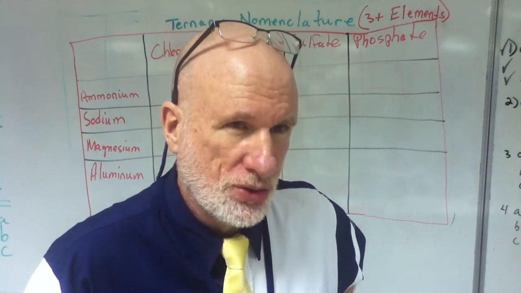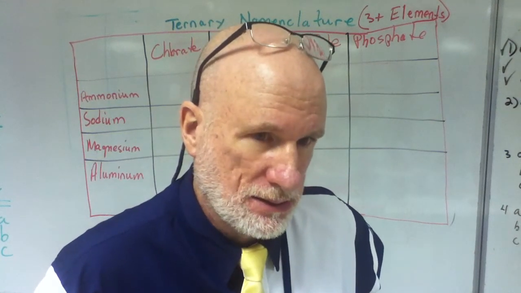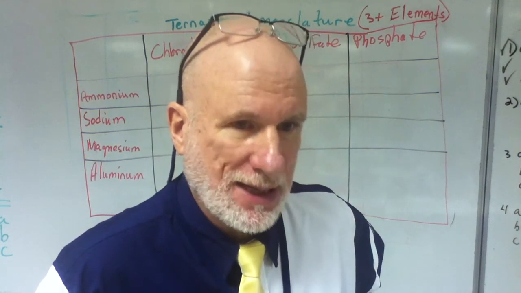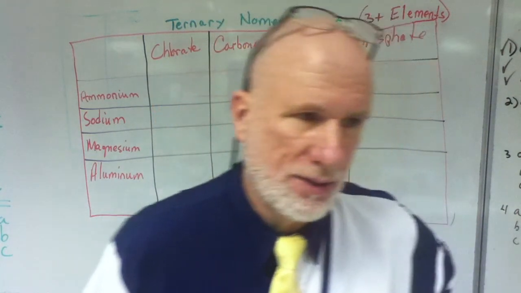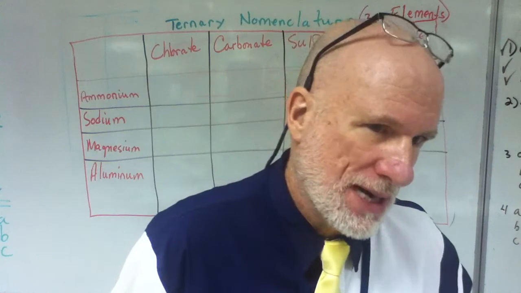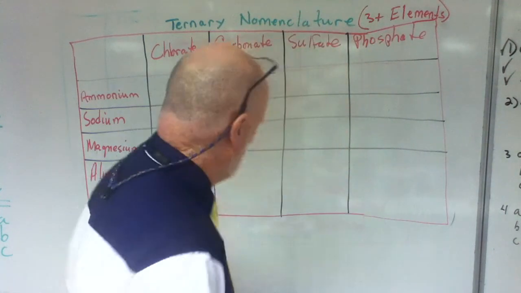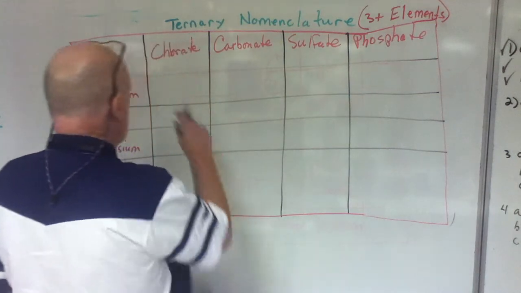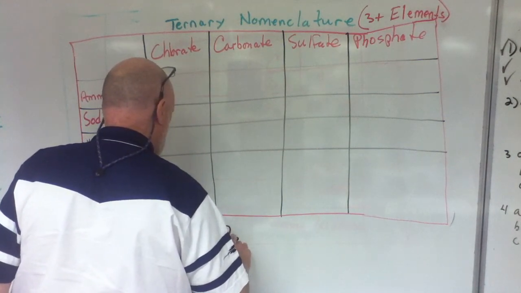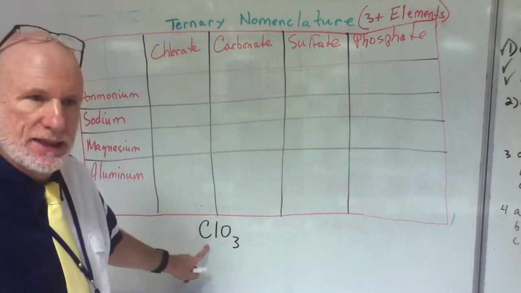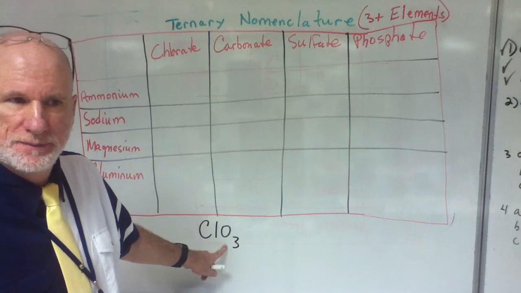There's also 2 videos on polyatomic ions. And this is about polyatomic ions. A polyatomic ion is an ion made of many atoms. Poly, many atoms. For instance, chlorate. Chlorate is made of chlorine and oxygen.